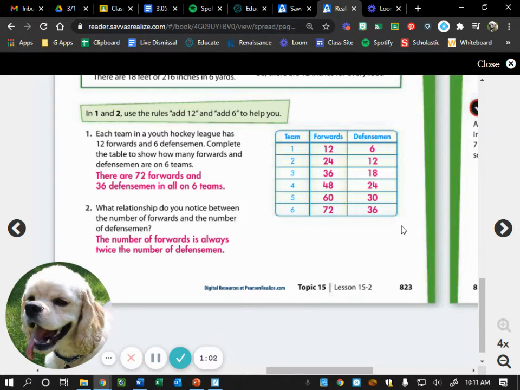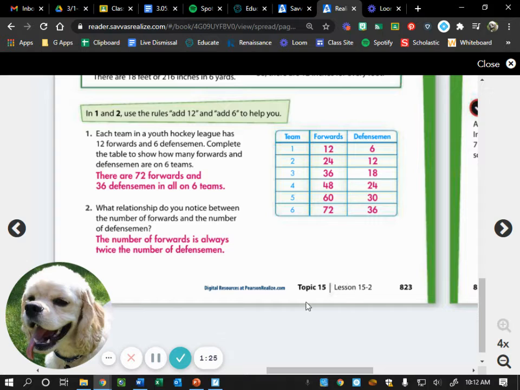Will? So, pretty much, if you get the first one and the last one correct, doesn't that mean you got all the ones in the middle correct? Well, you could somehow make silly mistakes and still end up at 72 and 36. Yeah. Maybe you accidentally add 11 on this one, but then you add 13 on this one.